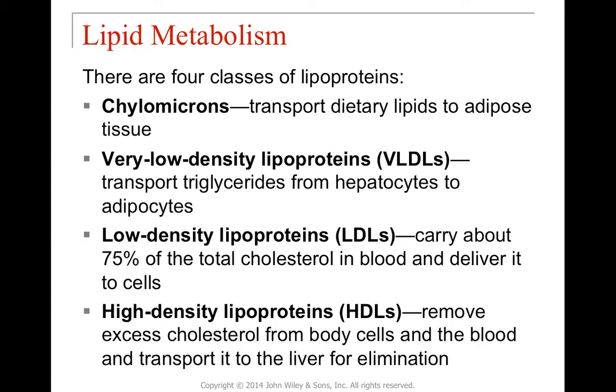We also have low-density lipoproteins. These are LDLs. That's about 75% of the cholesterol in your blood, and they're going to be responsible for delivering the cholesterol to the different cells. Remember, cholesterol is going to be very important for the cell membrane structures, and so we do need cholesterol in limited amounts. Obviously, with everything, it's all about homeostatic conditions, right? Now, high-density lipoproteins, or HDLs, are going to be taking excess cholesterol from the body cells and the blood and transporting it to the liver for elimination.